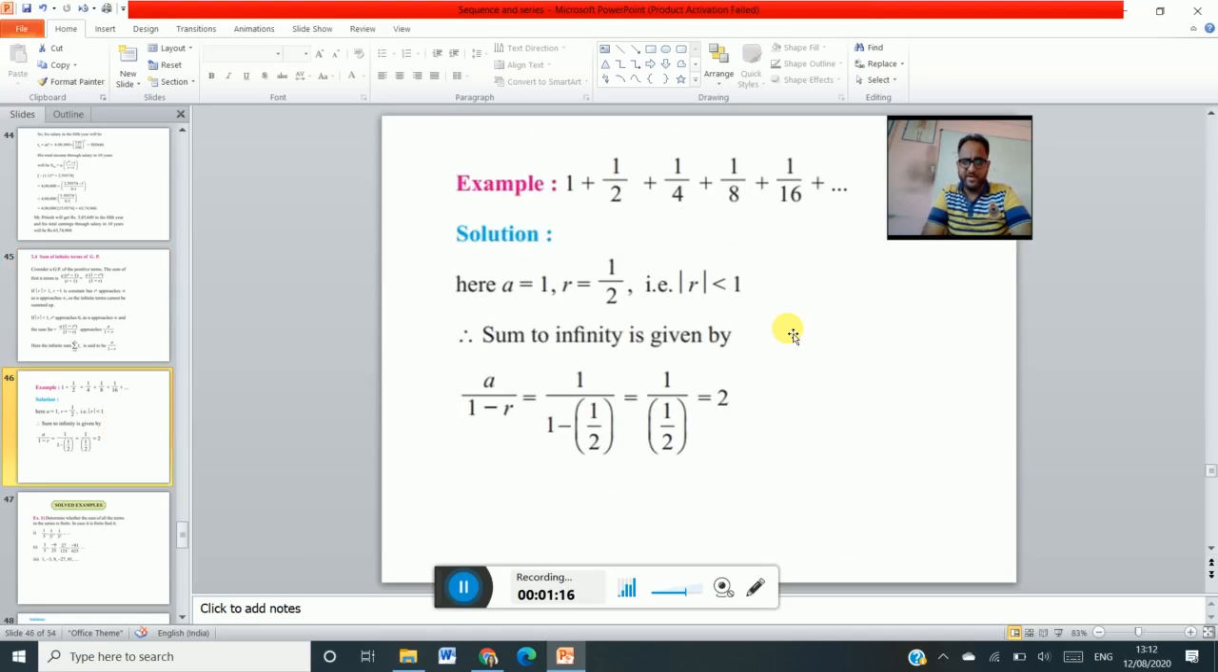So try to understand some examples. This is a very easy example. We are given a series with first term a equals 1 and common ratio 1 by 2. Mod of r is less than 1, that is 1 by 2. The sum to infinity is a upon 1 minus r, so the value will be 2.